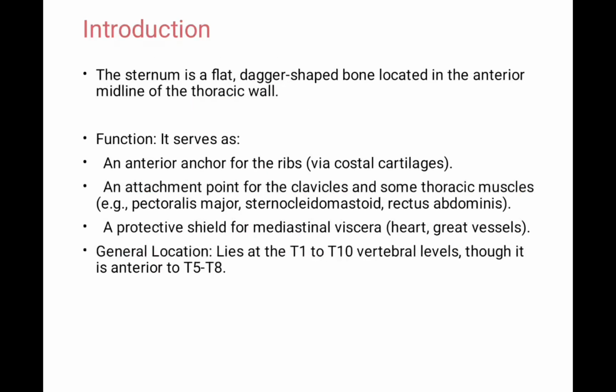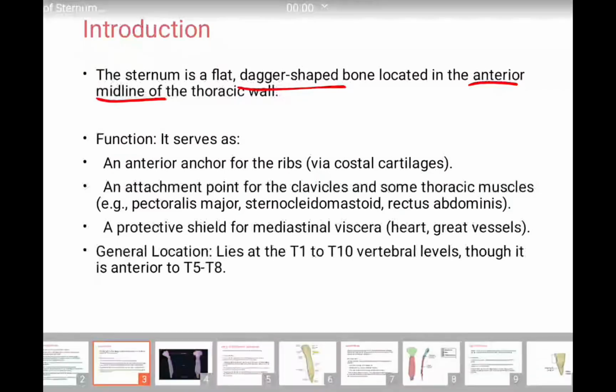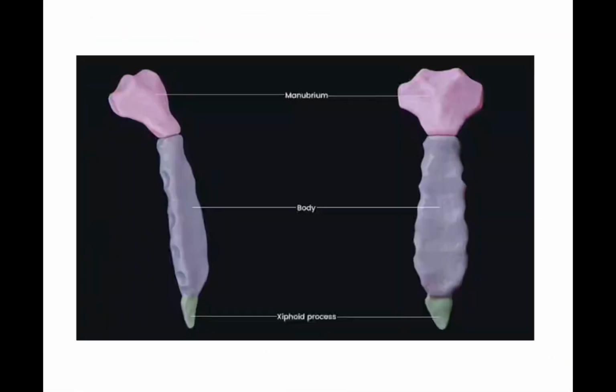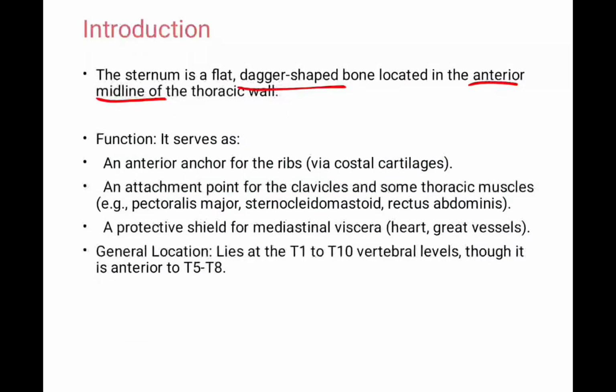Now, the sternum is a flat dagger-shaped bone located in the anterior midline of the thoracic wall. This is the sternum. See, it's dagger-shaped. A dagger-shaped bone located in the anterior midline of the thoracic wall. It serves as an anterior anchor for the ribs. It helps as attachment points for the clavicle and some thoracic muscles like pectoralis major, sternocleidomastoid, rectus abdominis muscle.